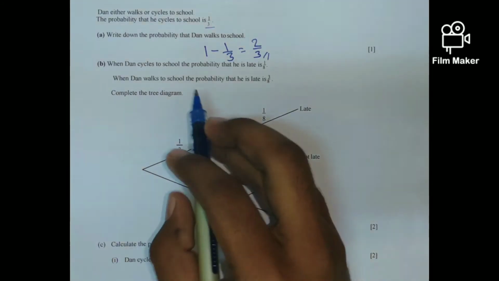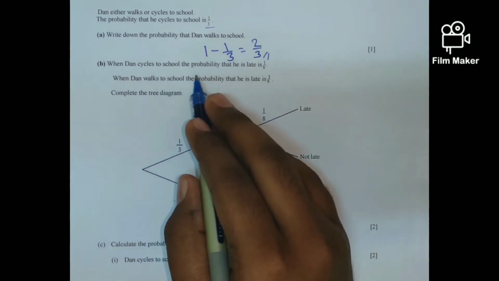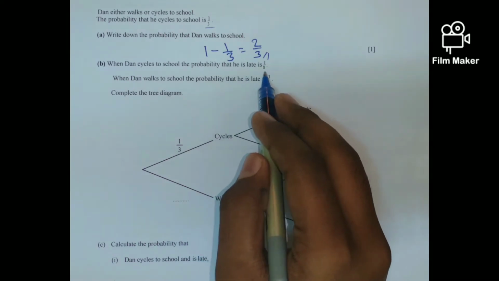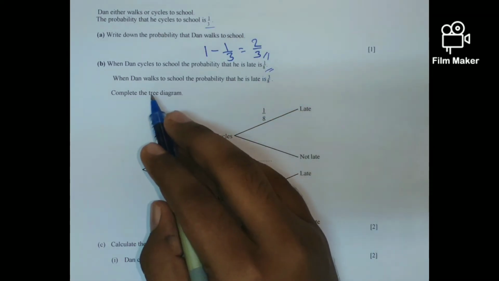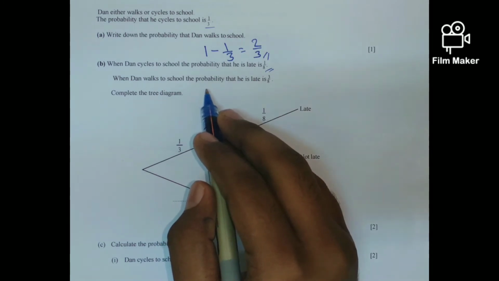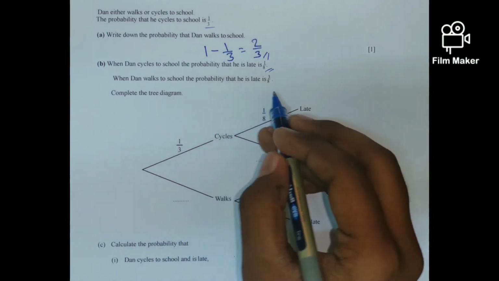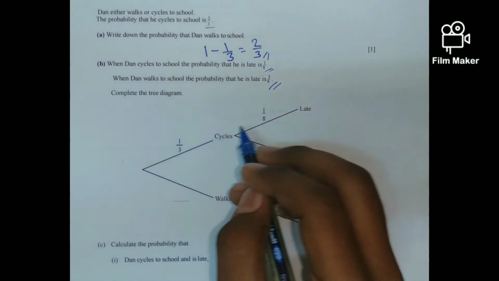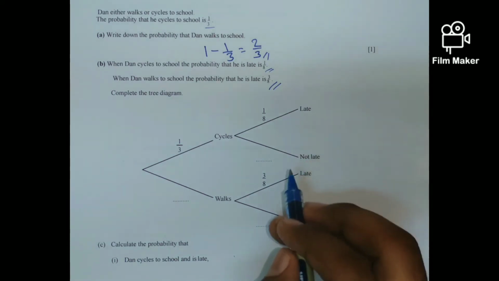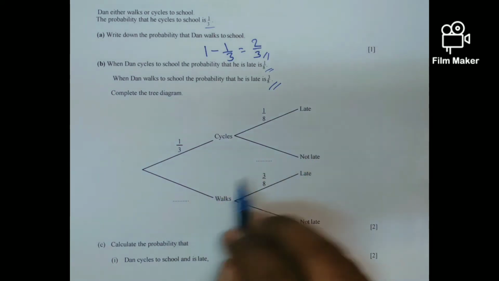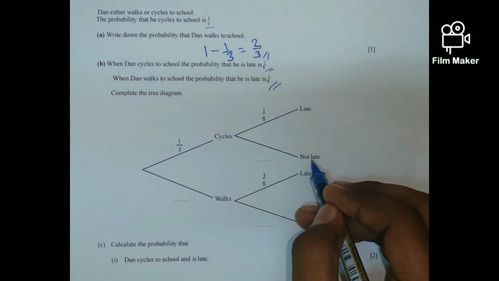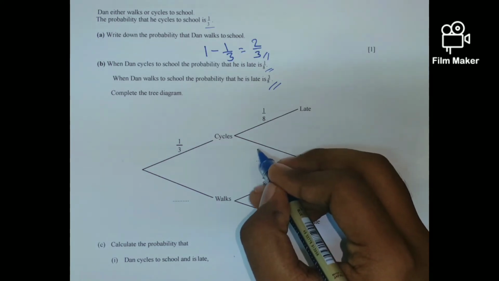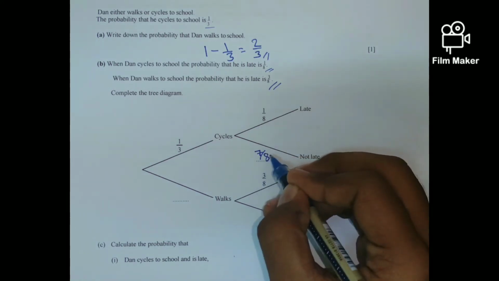Now the second part of this question: when Dan cycles to school, the probability that he is late is 1 upon 8, and when Dan walks to school, the probability that he is late is 3 upon 8. Complete the tree diagram. Now, if he cycles and does not get late, it would be 1 minus 1 upon 8, which equals 7 upon 8.